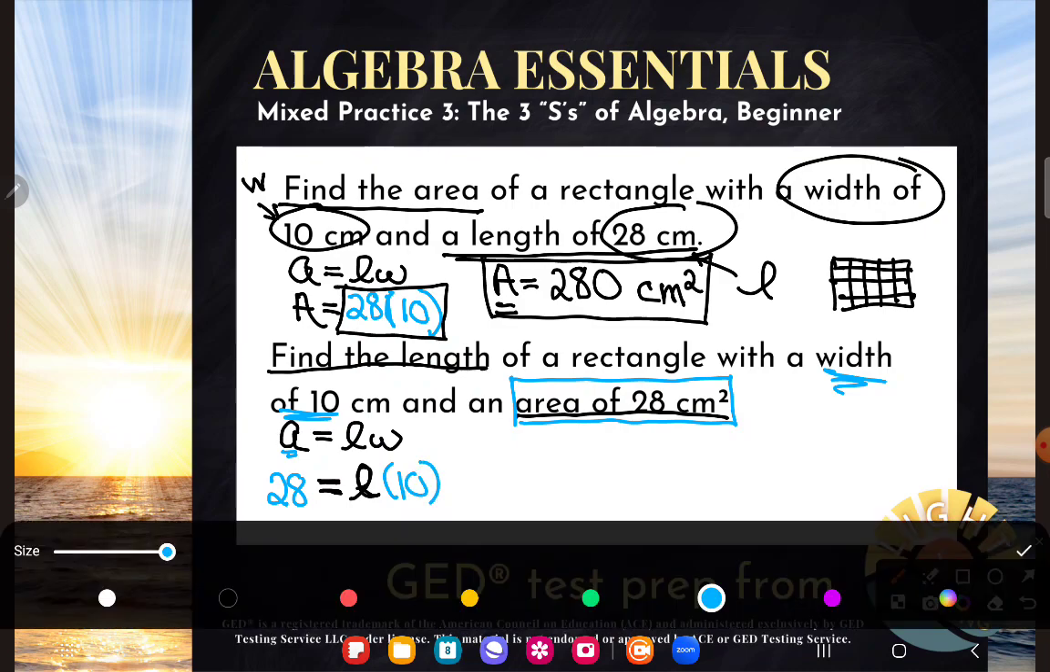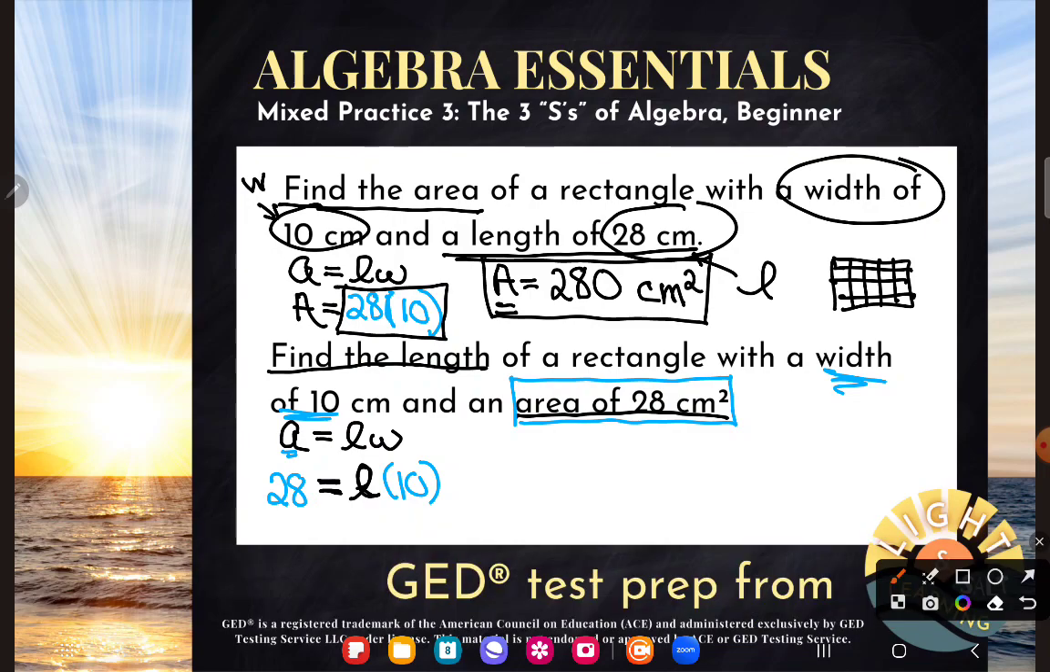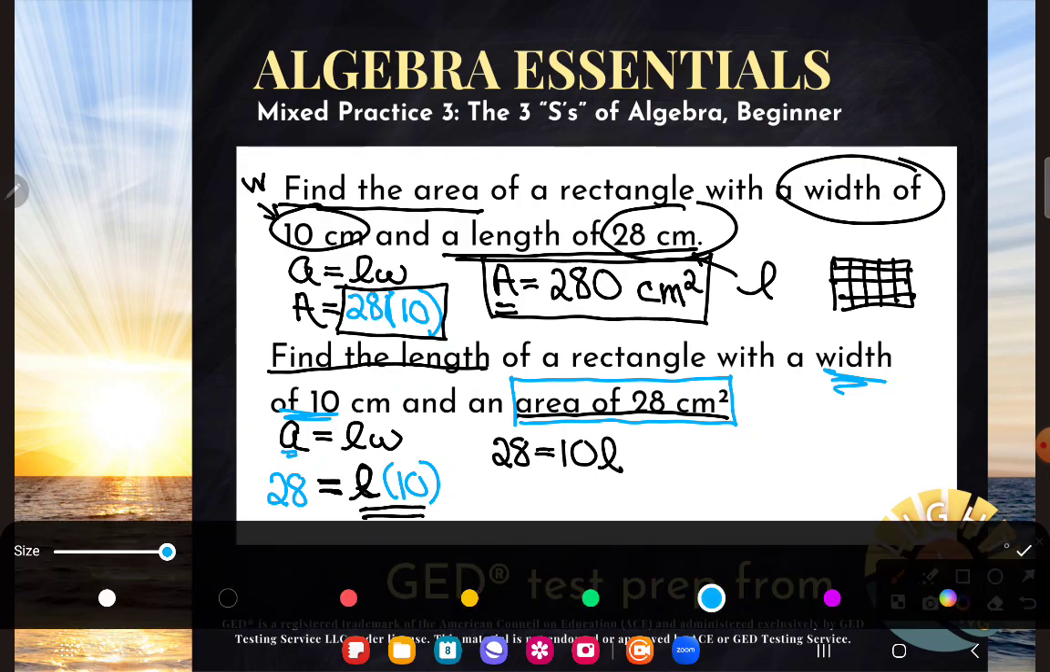Now, this is just a one-step equation to solve, but it looks not the way you're used to seeing it. So if it's freaking you out, remember that to multiply together a number and a letter, you just shove them together with the number first. So it might make you more comfortable to see this written as 28 is equal to 10L. And now that it's written like this, I can solve, and I will do that by getting rid of the 10 through division. It is multiplying. I will divide.